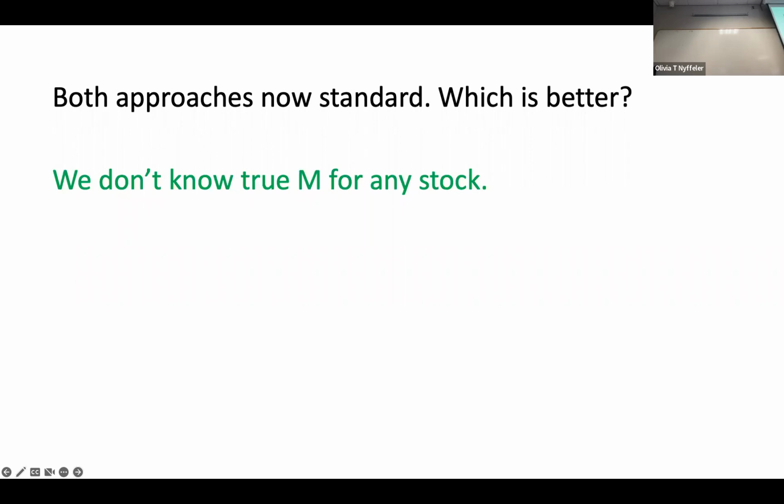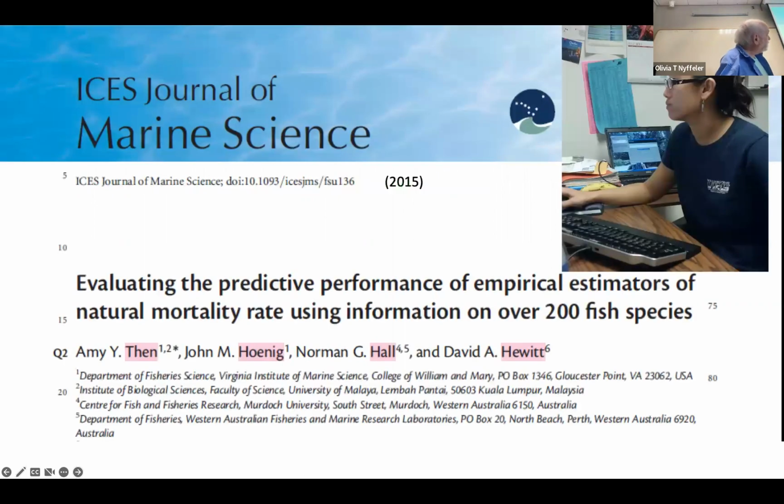And I thought about it and said, how am I going to answer that? We don't know what the true natural mortality rate is for any stock. So for years, I was kind of blocked. I couldn't really do anything to evaluate it. And then I took on a student, Amy Fenn. She's from Malaysia, and she's now back in Malaysia as a professor.